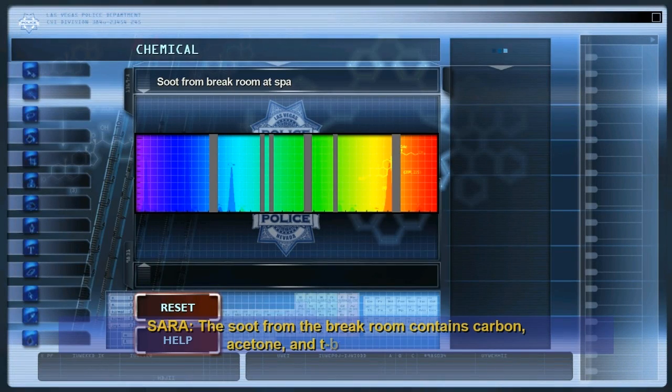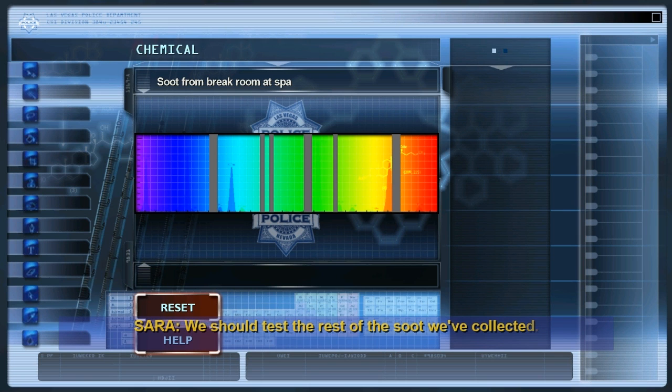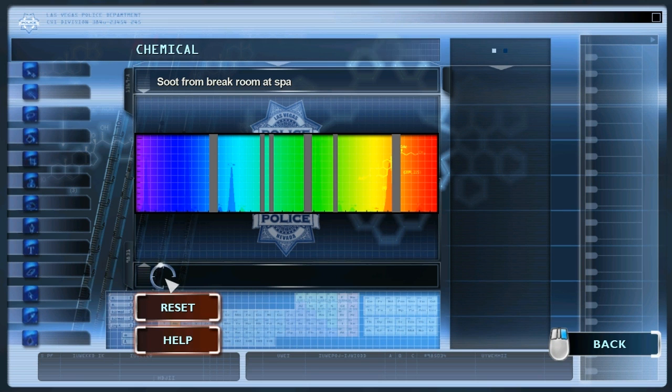The soot from the break room contains carbon, acetone, and T-butyl mercaptan. That's the odorant they use in natural gas. Acetone is sometimes used as an accelerant. We should test the rest of the soot we've collected.